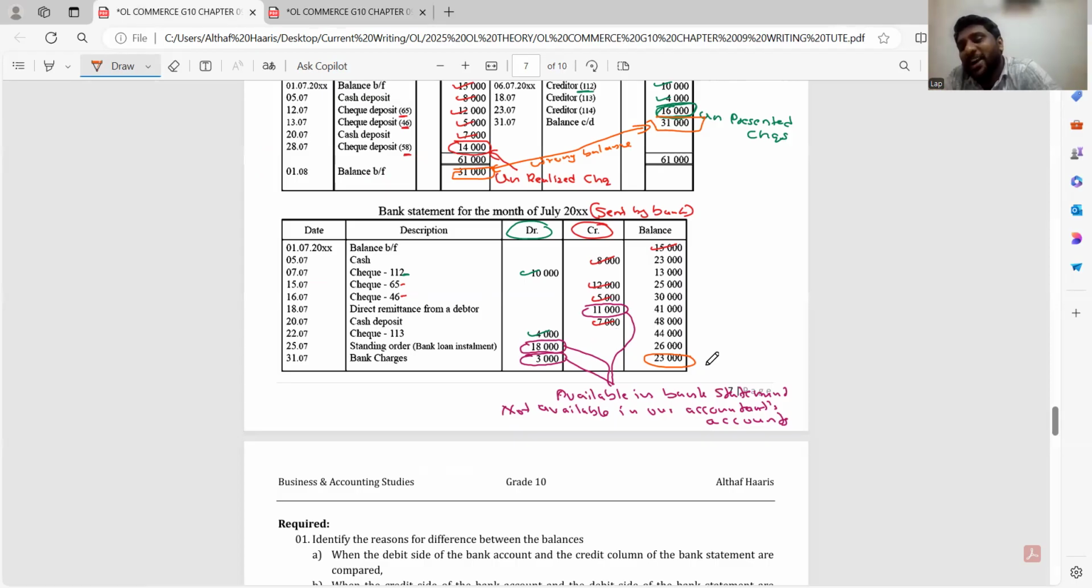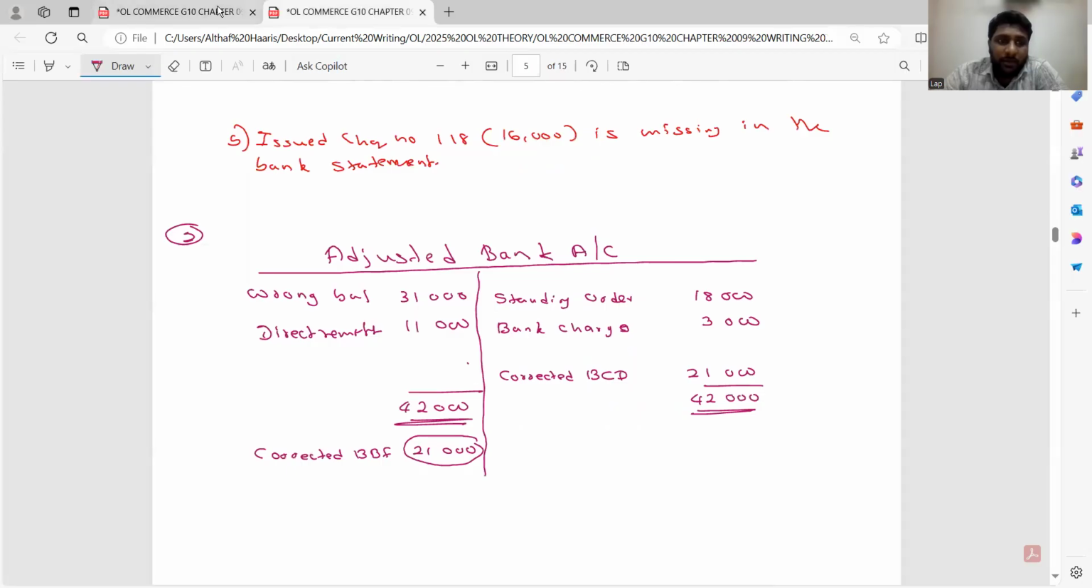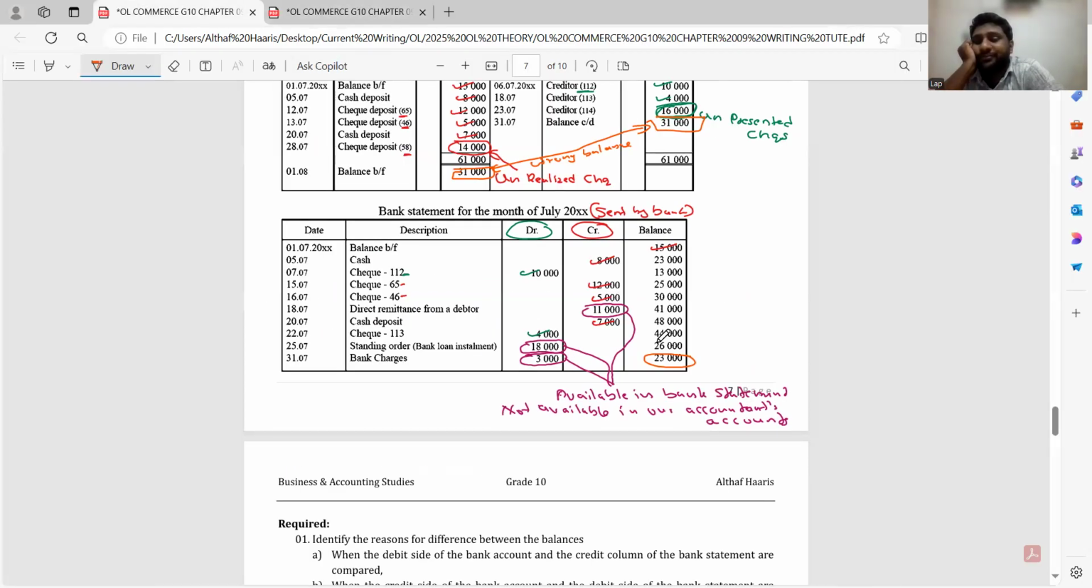Can anyone tell me the reason why it is not tallying? Now we corrected our mistakes also. Our accountant missed three transactions, so we recorded those three transactions. We corrected ourselves also, but it is not balancing yet. Our accountant's corrected balance is 21,000. The bank statement has a balance of 23,000. Two other things are there: unrealized checks and unpresented checks.